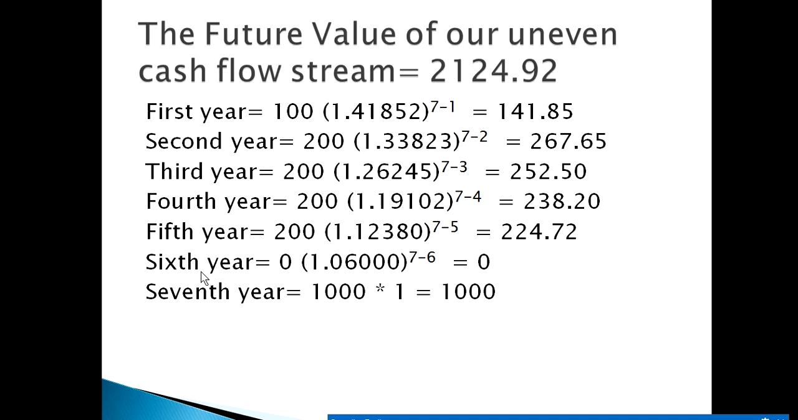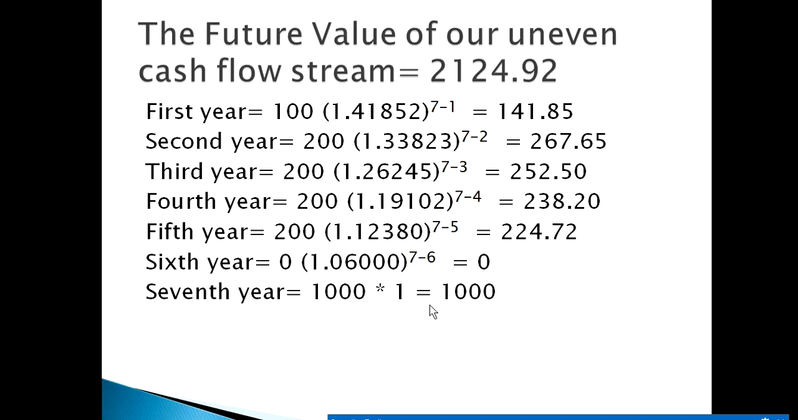And for the sixth year, we have not made any payment, so the answer is 0. And for the seventh year, there is no interest rate. We will not gain any interest because we have made our deposit by the end of the seventh year. Therefore, we have to multiply the 1000 by 1, so we will get 1000.